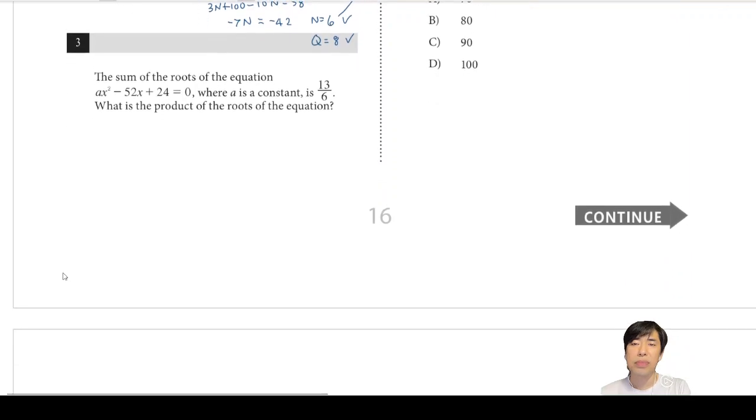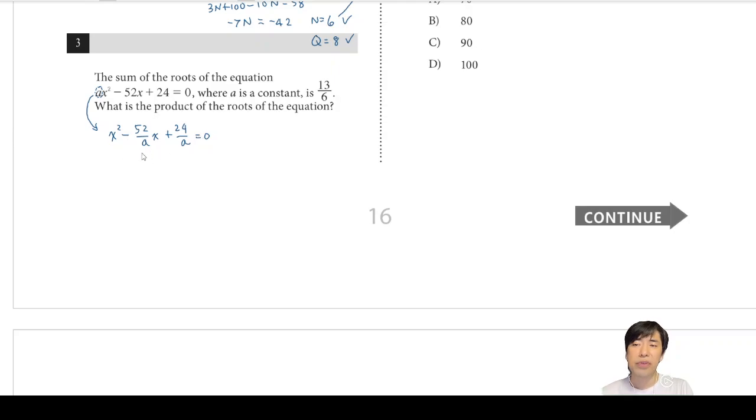Number 3, the sum of the roots of the equation of this one, where a is a constant, is 13 over 6. What is the product of the roots of the equation? I said this many times in class. To find the sum and product of the roots, you have to have a leading coefficient of 1. In this case, since the leading coefficient is a, you divide each side by a first. So you end up with x squared minus 52 over a x plus 24 over a is equal to 0.